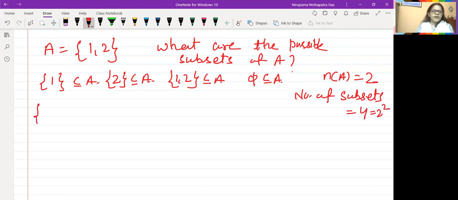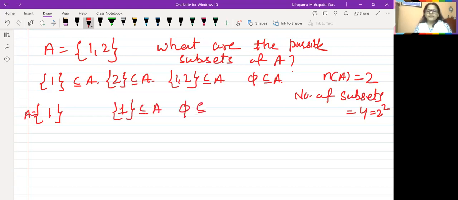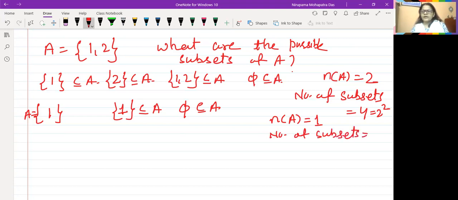Now let me take, if I write here only one element, A equal to this. Now the number of subsets: what will be the subsets of this? Every set is a subset of itself, and phi is a subset of every set. So when the number of elements in A is 1, the number of possible subsets is 2, this and this. That means 2 to the power 1.